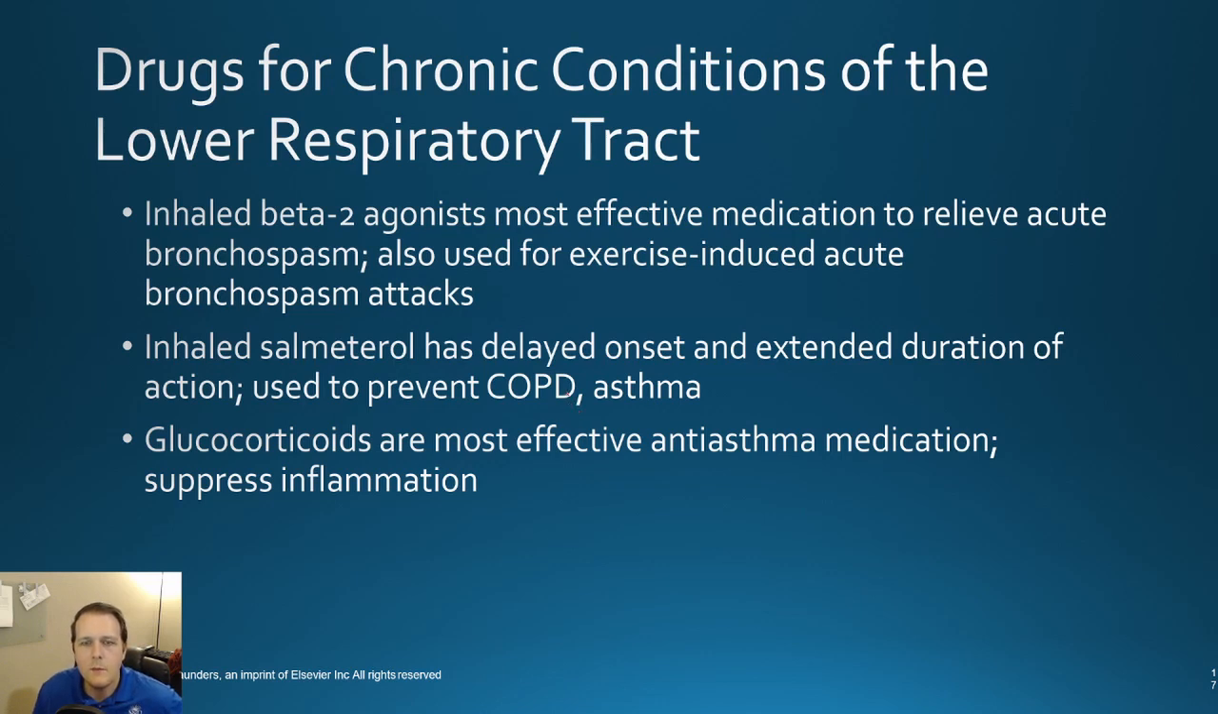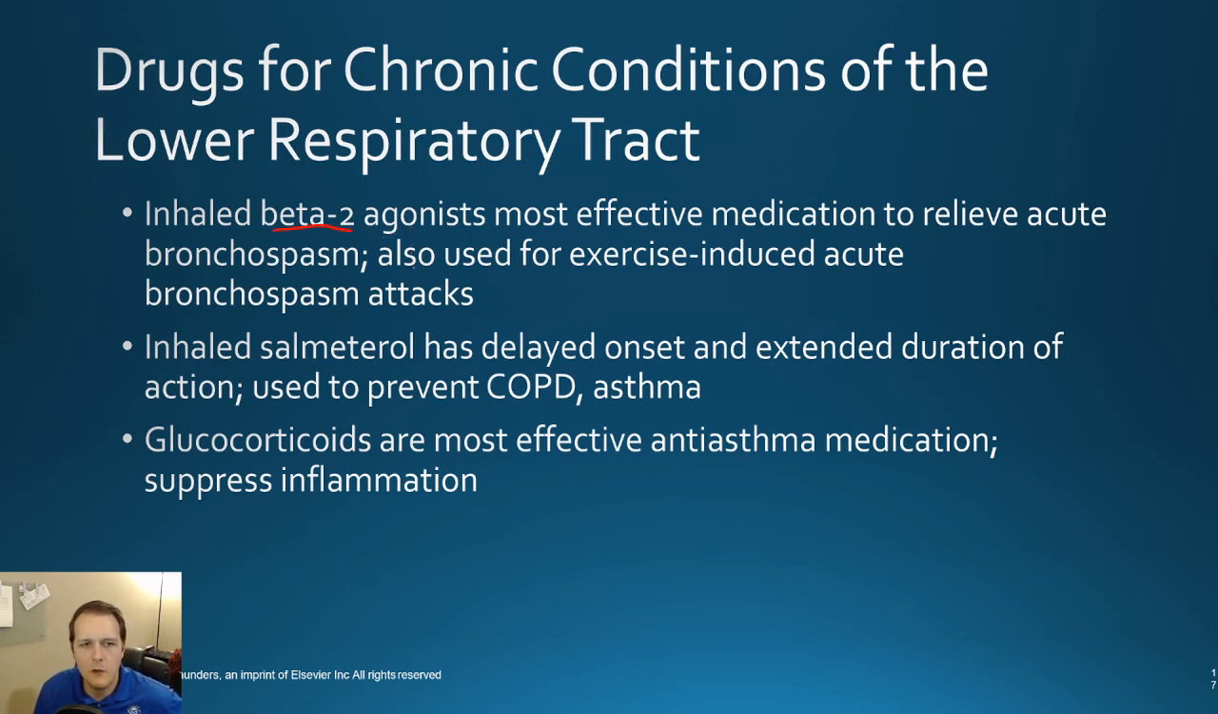Now, looking at some things we can use for chronic conditions of the lower respiratory tract, we're mainly going to be focusing on asthma and COPD. You're going to be basically finding if someone is dealing with acute bronchoconstriction or acute shortness of breath related to a smooth muscle constriction in the lungs, we're mainly going to be focusing on our beta-2 agonists. And I'll talk about the different drugs in this category as well, but this is basically your rescue inhalers. This is what's going to be used most commonly.